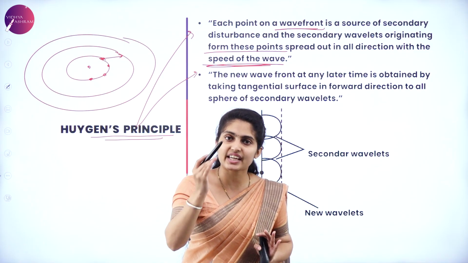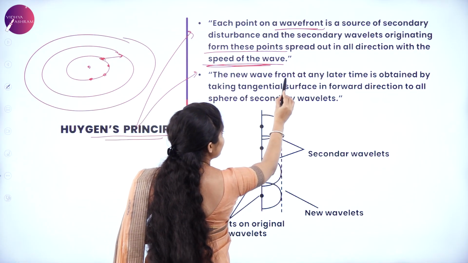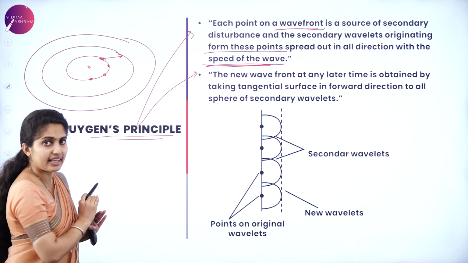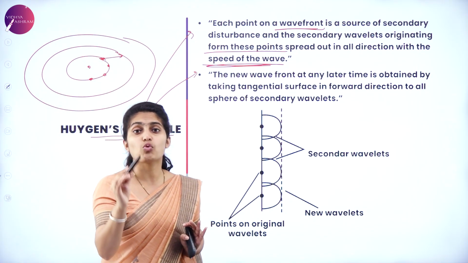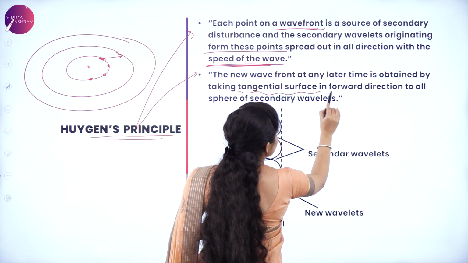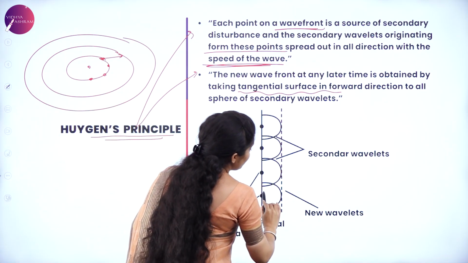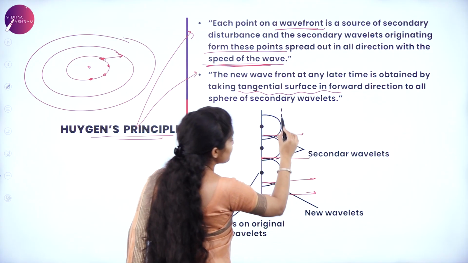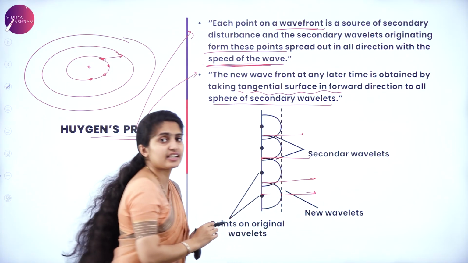So what does the second principle tell? The new wave front at any later time is obtained by taking, so there is a new wave front. In order to get the new wave front, what do we have to do? Taking a tangential surface in the forward direction. You can see there is a forward direction which takes the tangential surface over here, in the forward direction to all the spheres of the secondary wavelet.